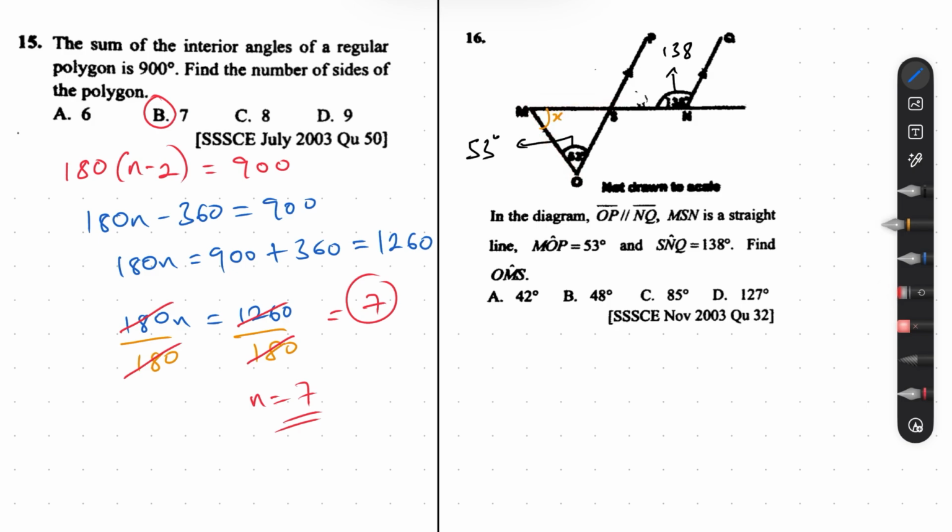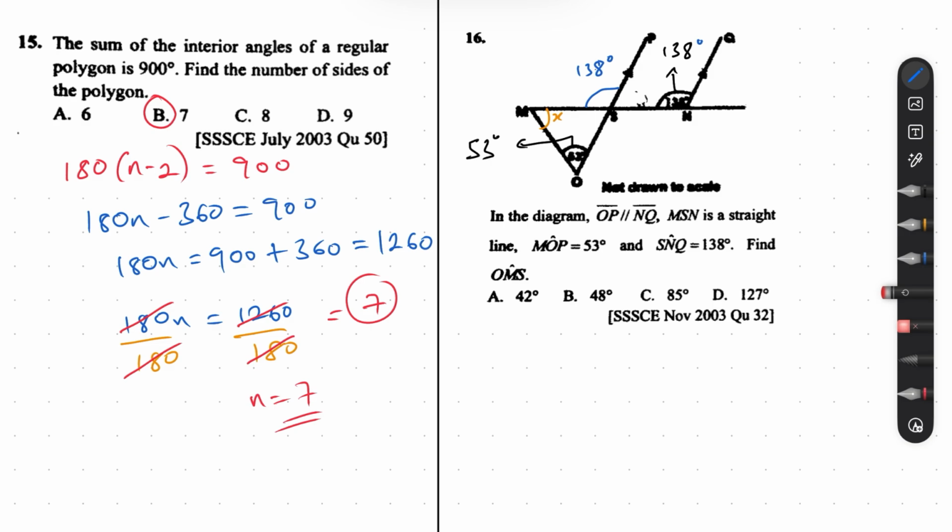Now when you look at this diagram, since these two lines are parallel, this angle and this angle are corresponding angles, and we know that corresponding angles are equal. That means this angle here will be 138, just like this one. Now since we have 138 here, our way becomes easy.